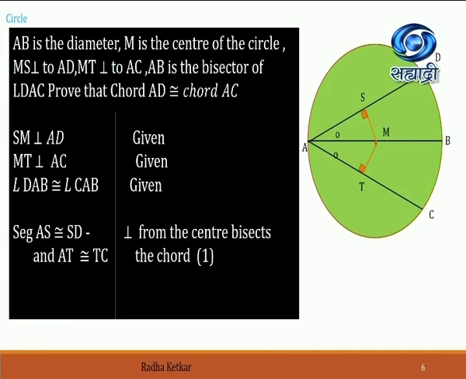Check, SM is perpendicular to AD. This is given. MT perpendicular to AC, again the reason is given. We also know angle DAB and angle CAB, they are congruent because angle bisector is already mentioned. Segment AS is congruent to segment SD, because perpendicular from the center will bisect the chord. And AT will be equal to TC. So we are using the same property.